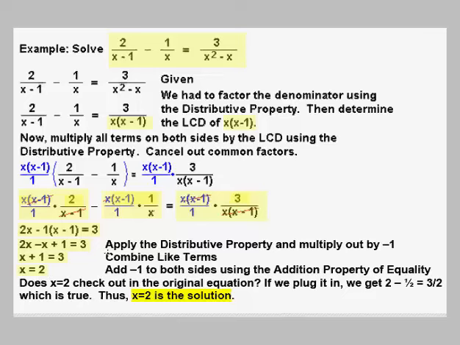We have to always check these solutions, however. Sometimes we'll get an answer that when we plug it back into the original equation, you get division by 0. But in this case, that's not what we get. When we plug in x equals 2, we end up getting 2 over 1, or 2, minus 1 over 2 equals 3 over 2. Well, 2 minus 1/2 is 1 1/2, which equals 3/2. So x equals 2 is the solution.